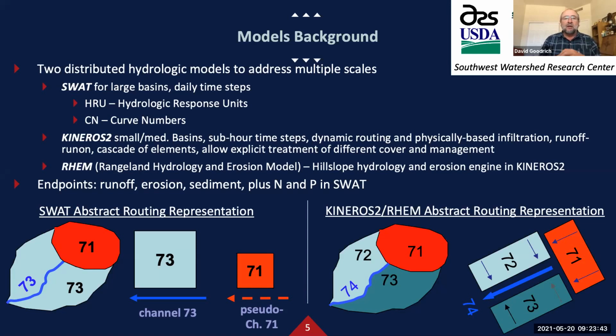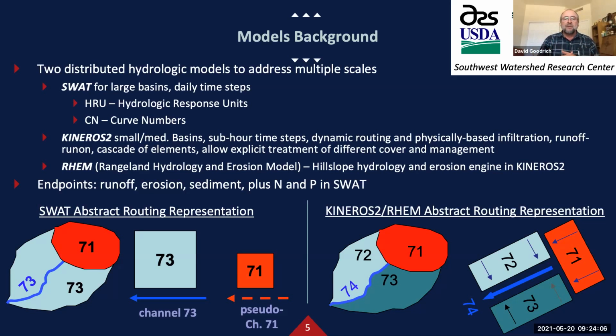And RHEM is a model that was specifically designed for rangelands. They typically have different properties than a cropping system, where you're plowing and tilling the field, that sort of thing. And as I say, that's embedded or becomes the hydrology and erosion engine for the hillslope components of KINEROS2.